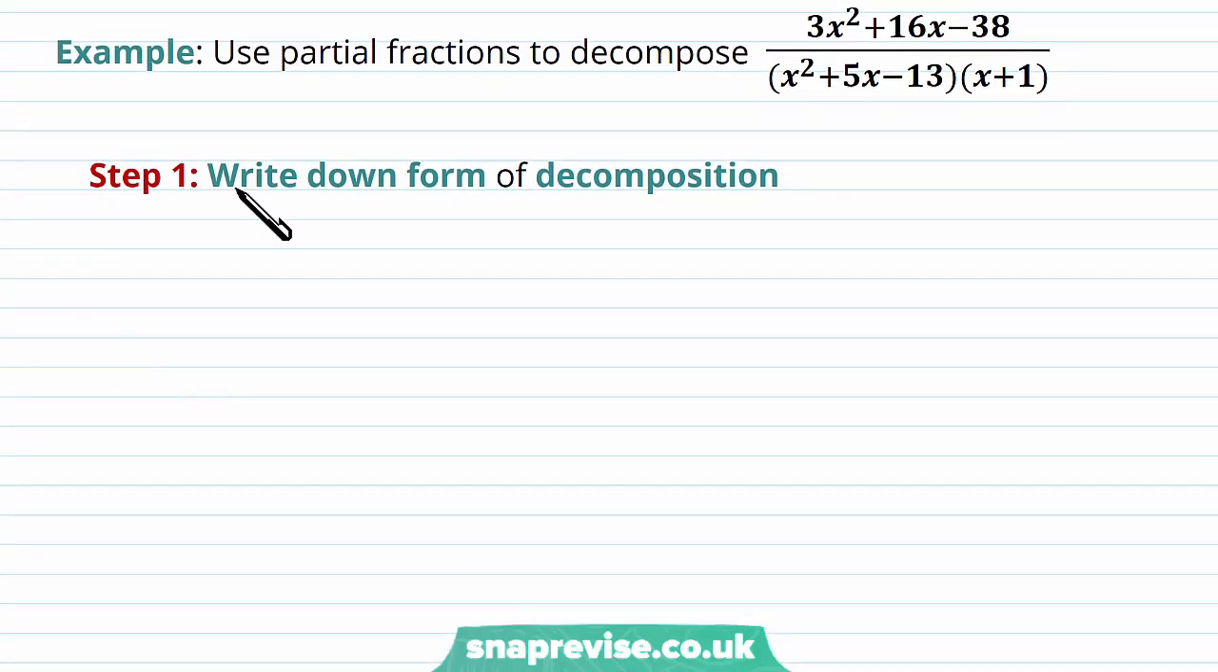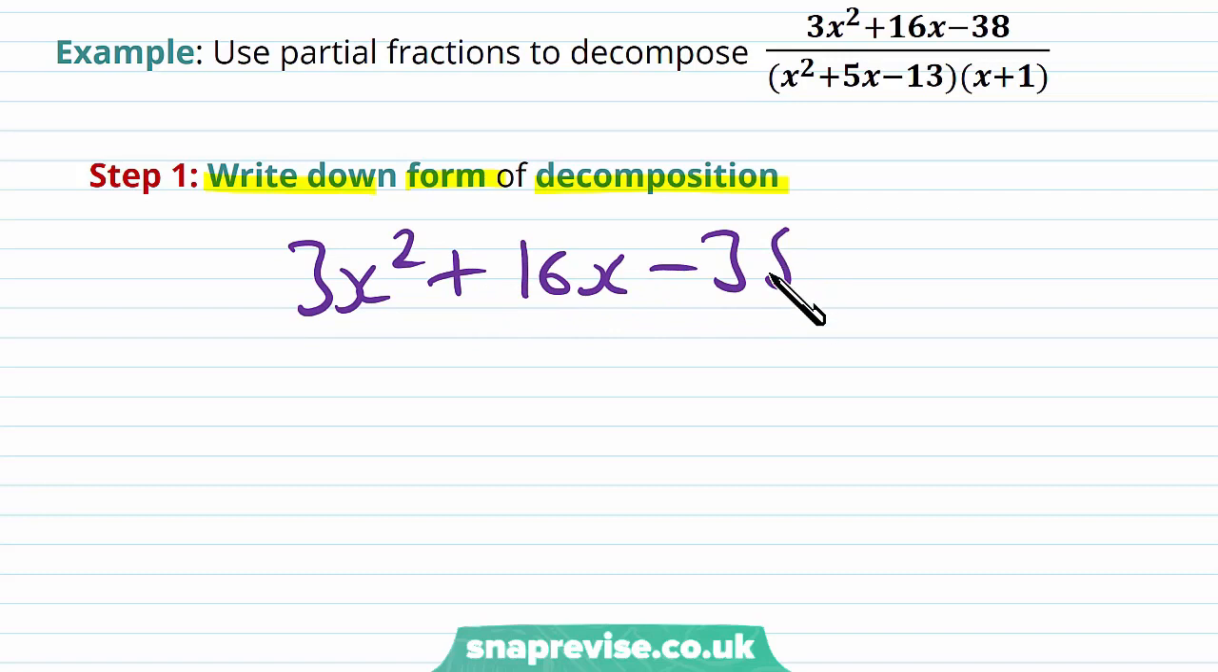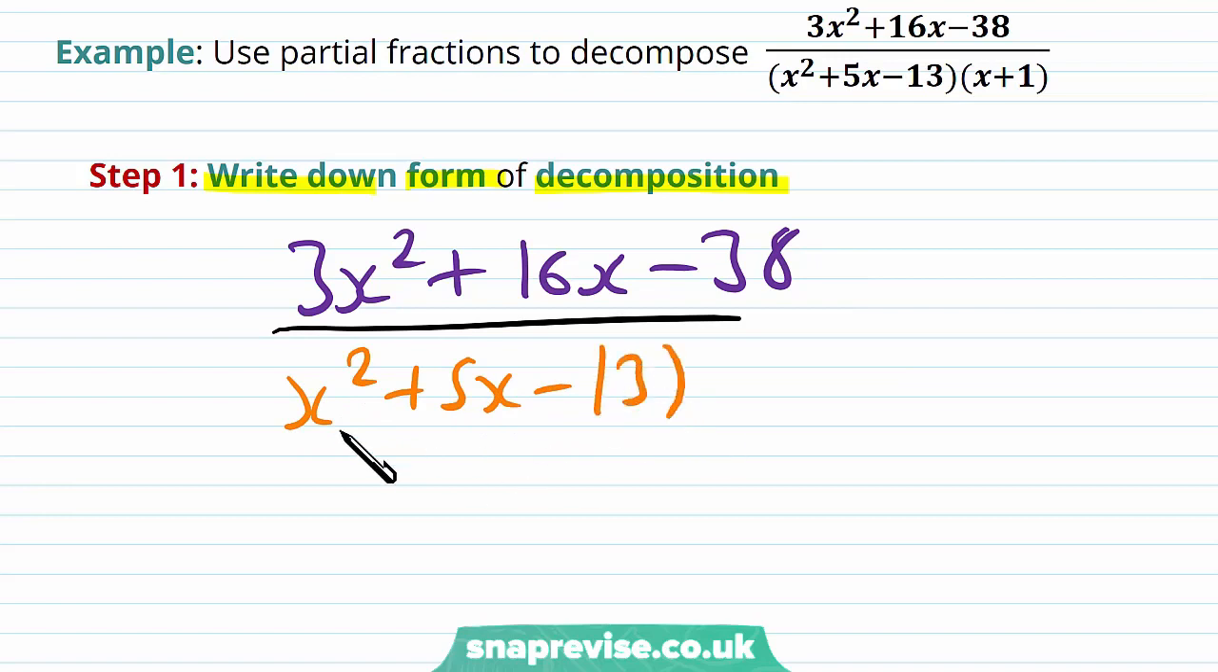So our first step is to write down the form of the decomposition, and since we are treating it as a quadratic factor, the form of the decomposition will be, well, obviously we're starting with 3x squared plus 16x minus 38, and this is over the quadratic factor x squared plus 5x minus 13 multiplied by x plus 1.